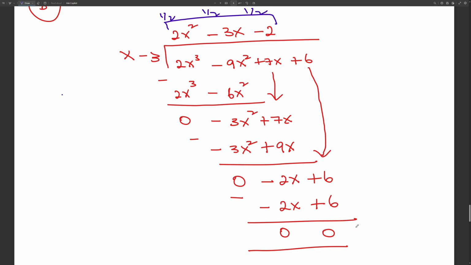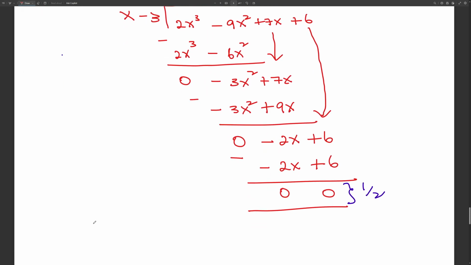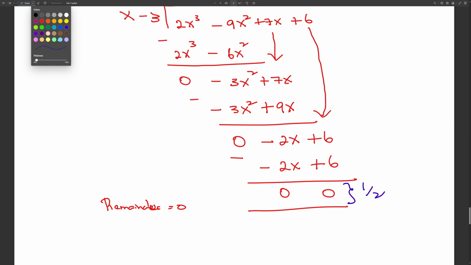If my remainder is in fact 0, over here, I'll give myself a half mark. I forgot to write one important step, which is to say that the remainder equals 0. I write that. I'll also give myself a half mark.